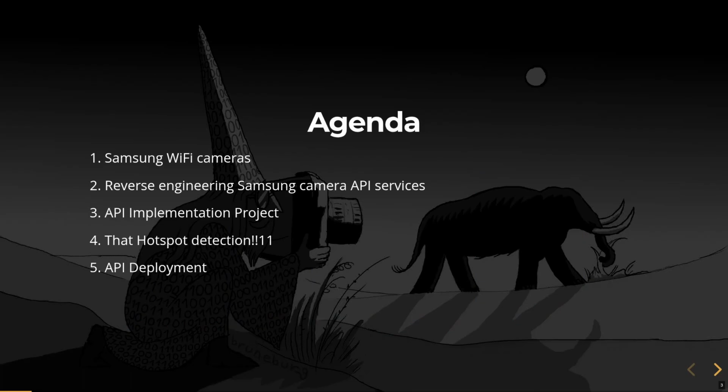I will give a brief introduction of which camera models can be used for that. Then the main part of the talk will actually be about reverse engineering how the cameras talk to the Samsung API services. And then I will introduce my free software implementation project and talk a little bit about hotspot detection and how it can be used on small modern devices which probably have even more power than the cameras we are interfacing with.